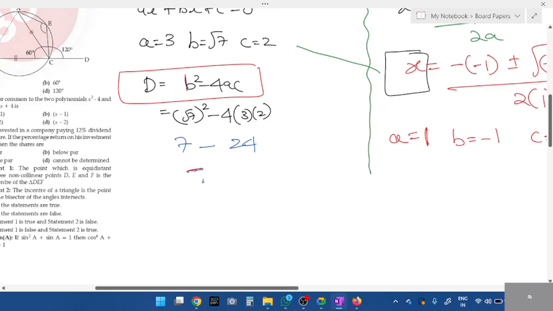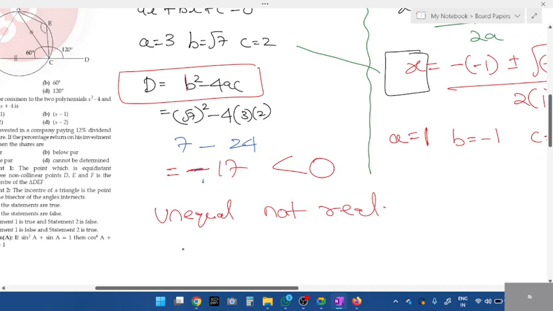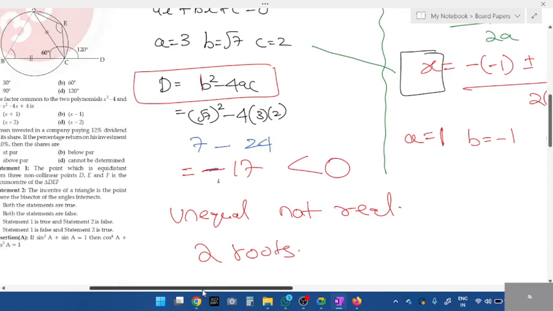What is the value we get? Minus 17. Minus 17, is it less than 0 or more than 0? Minus 17 is less than 0. If it is less than 0, unequal or equal? First thing, it is unequal. And negative numbers are not real. And remember, for all quadratic equations, you get two roots. So the answer is both the roots are unequal and not real. Not real, imaginary. What is the other name for not real?